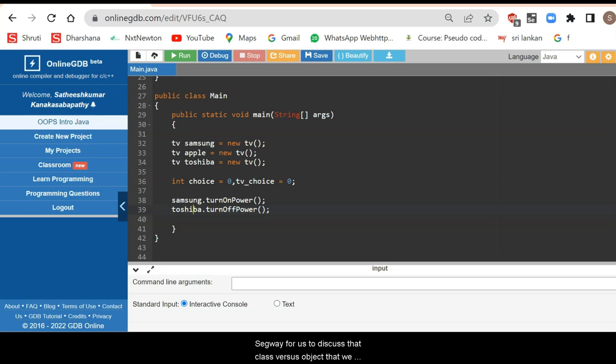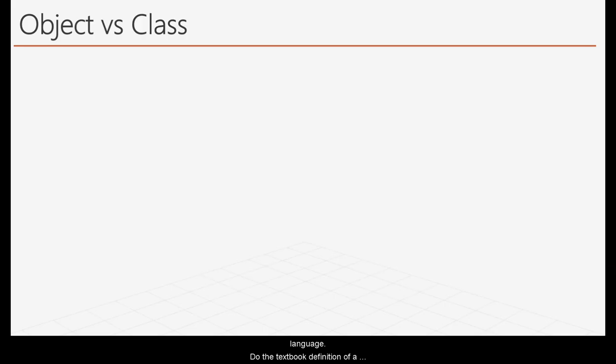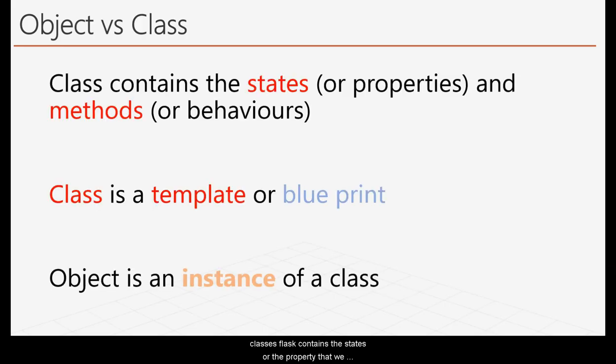So now this is a logical segue for us to discuss the class versus object that we talked about. In the earlier section, I loosely used the words class and object interchangeably. But now we'll dive deep and understand what a class is, what an object is, what the difference between them is, and how they are tied in the Java language. The textbook definition of a class is: a class contains the states or properties that we talked about, and the methods. Method is nothing but the function. It is also called the behavior.